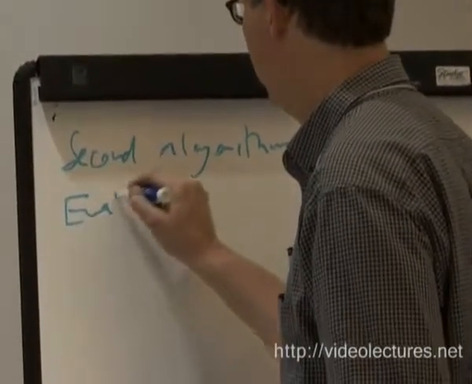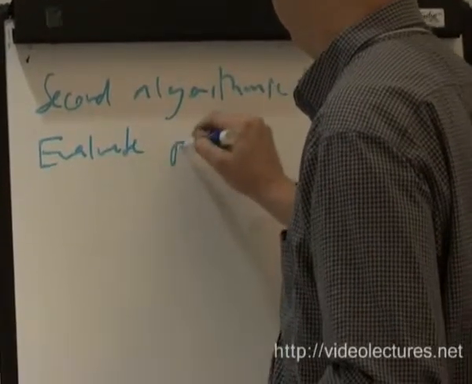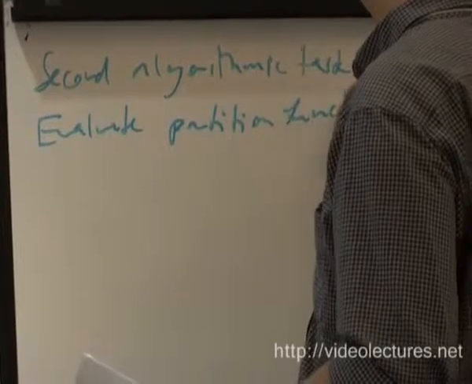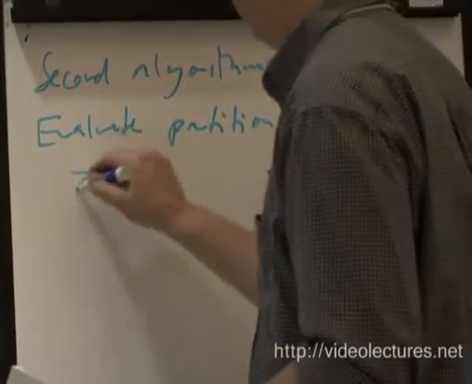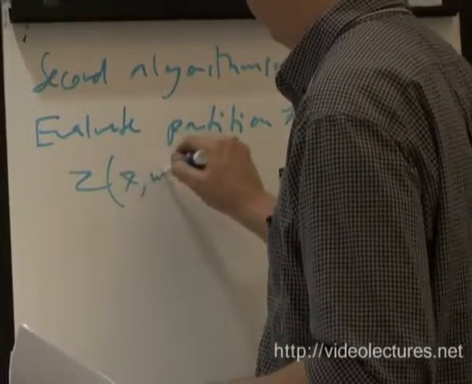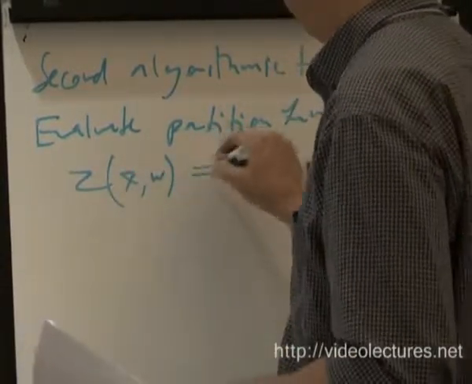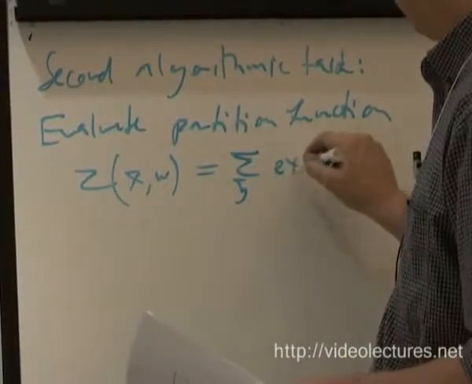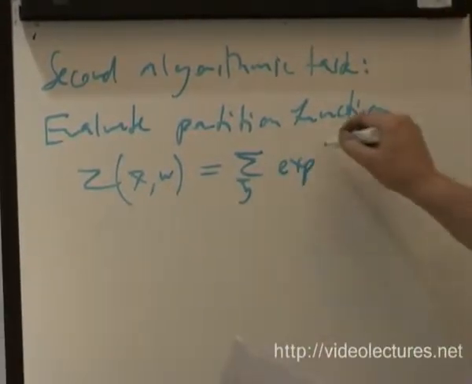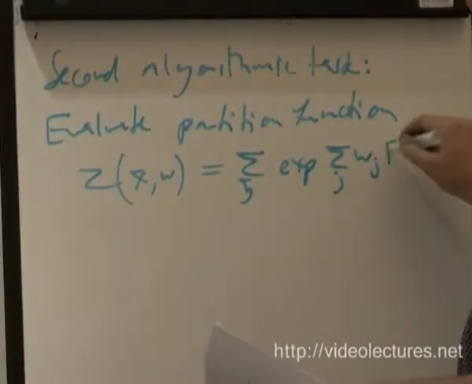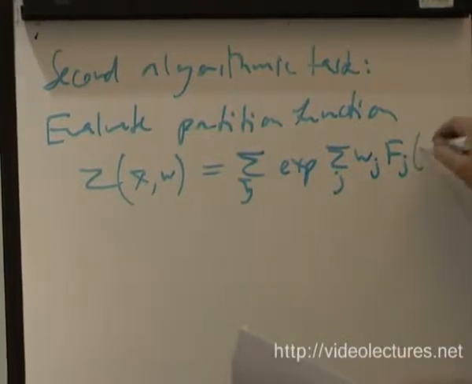Evaluate the partition function, that's the denominator. Z of x bar, w is the sum over y bar of the exponential of the sum over j of w_j times F_j of x bar, y bar.